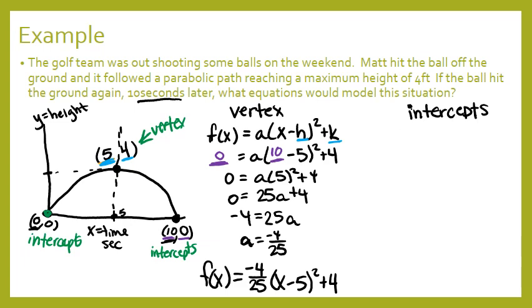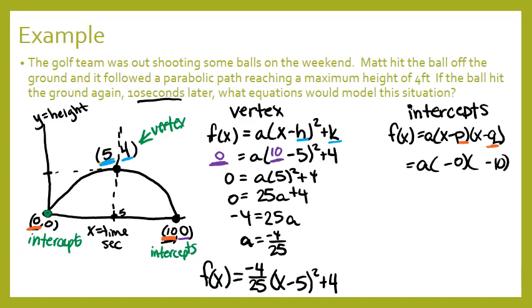Let's take a look at intercept form. In intercept form, again, we need to find our a value, but we have x minus p and x minus q. If I look at my intercepts, my P and my Q value are where I cross the x-axis, which would be at 10 and at 0. So for P, I'm going to plug in 0. For Q, I'm going to plug in 10. Order doesn't matter. You could have those numbers reversed. I don't know my A value.